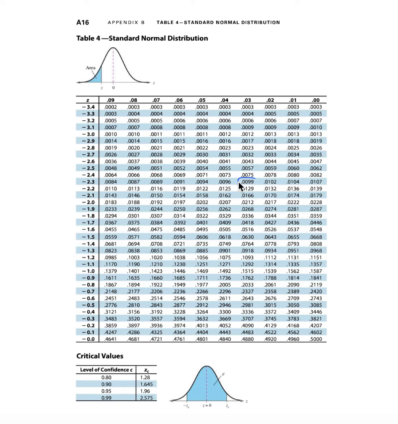Okay, right here is 0.0099, that is the closest one. So we can get our negative Zc to be negative 2.33 from that alone. That's one way to do it, where you let the alpha be the area in the tail.